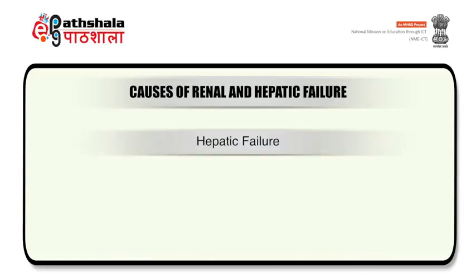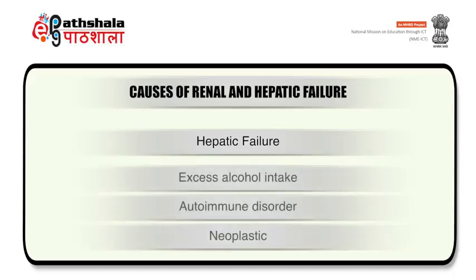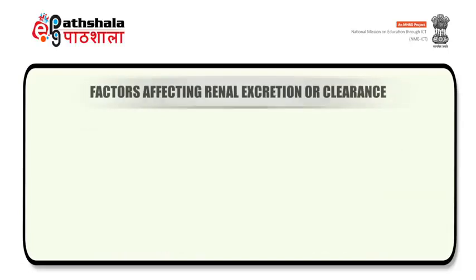What can be the possible causes of hepatic failure? Possible causes include excess alcohol intake, autoimmune disorder, neoplastic disease, viral infections, and metabolic instability. Disease conditions like hepatitis B, hepatitis C, alcoholic liver disease, and rarely drug-induced liver disease from methotrexate and amiodarone can also lead to hepatic failure. Now the next topic is factors affecting renal excretion, or renal clearance.